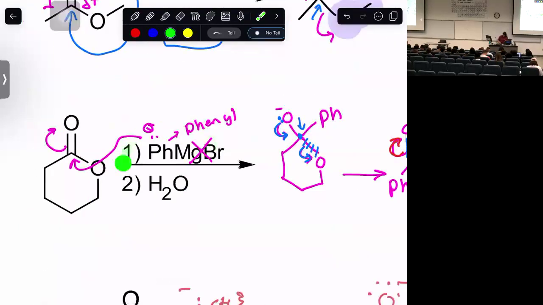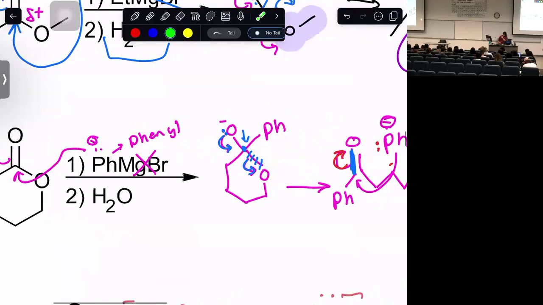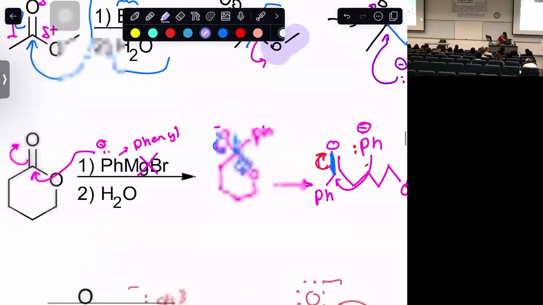So again, same process. I start with a phenyl group, which is just a benzene group. Magnesium and bromine go away. You're left with your negative charge. You do the nucleophilic attack, which means that you're connecting it over here. And then we kick up the electrons. Actually, let's start color coding, so maybe it's going to be easier to notice. And then this phenyl group is here.